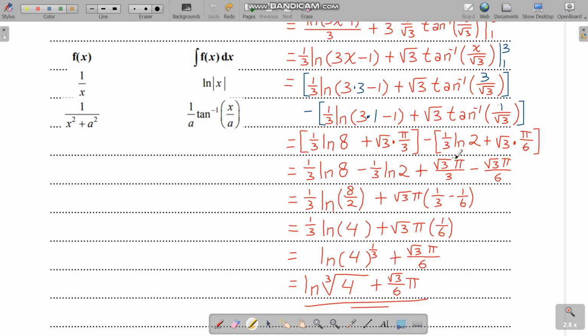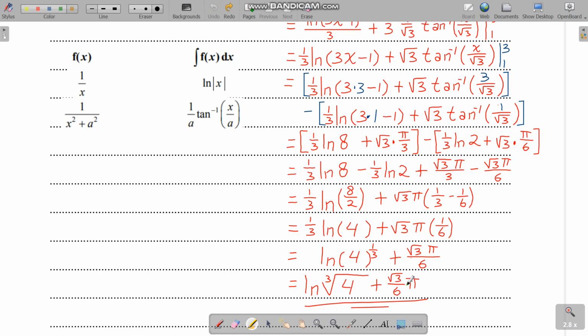And when you simplify this, if you don't want to get decimals, just factor out the root 3 pi. So we're just doing 1/3 minus 1/6 in the calculator, which is 1/6. Now we can move this 1/3 into the argument, so it becomes the power of 4. So we have 4 to the power of 1/3, which is cube root of 4. And from here, it's just root 3 pi over 6.